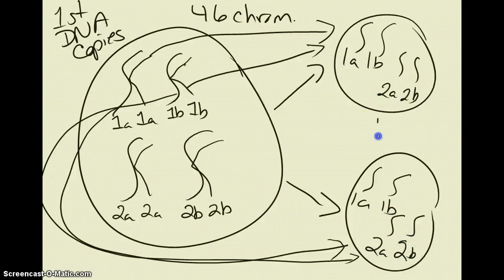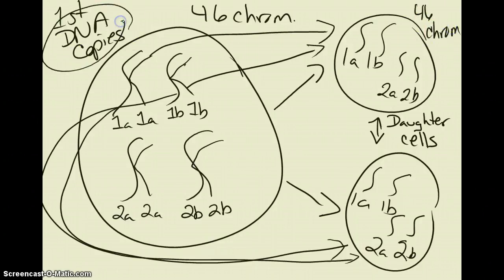Now, these 2 cells are identical. Okay, these are what are called the daughter cells. Daughter cells. Okay, and they are identical to one another. They also have 46 chromosomes. Because when that DNA copied back here, we went from 46 chromosomes to 92 chromosomes. Okay, we increased, we doubled them.